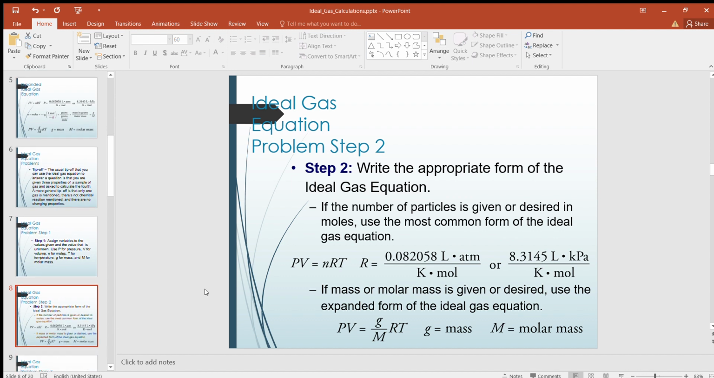Now step 2: write the appropriate form of the ideal gas equation. If the number of particles is given or desired in moles, use the most common form of the ideal gas equation, which is PV is equal to nRT. If mass or molar mass is given or desired, use the expanded form of the ideal gas equation, so instead of n, you put g upon M.